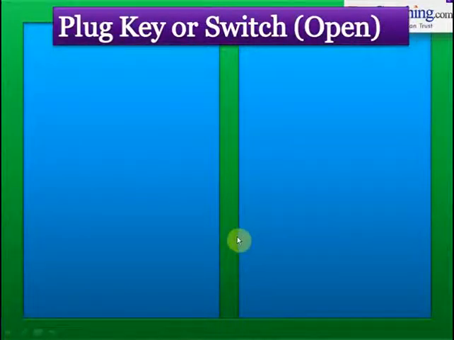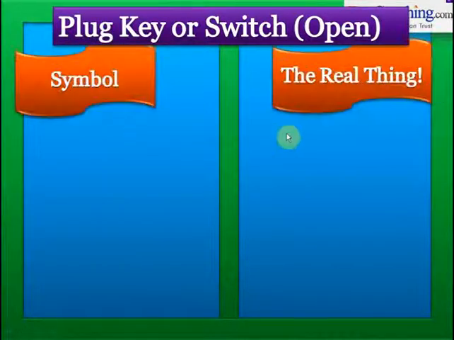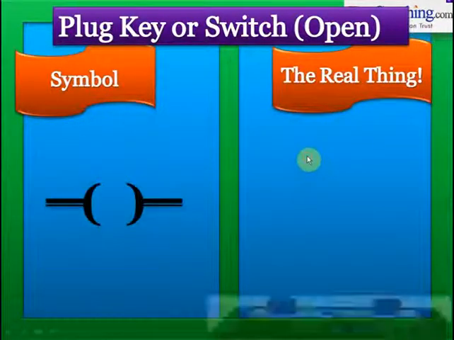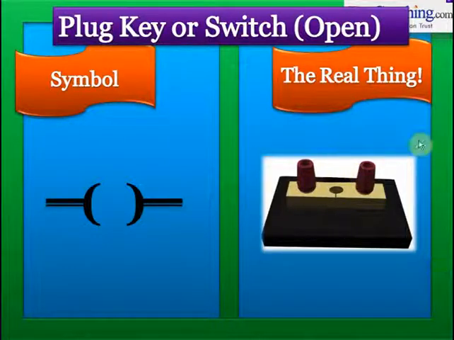The next symbol we will study is the symbol for a switch or a plug key. You see, what happens in reality is that we use a device called a plug key. Here, this picture on the right shows a plug key. In this plug key, you have to insert a key. When you insert the key, the circuit is complete. But when you remove the key, the circuit is incomplete.